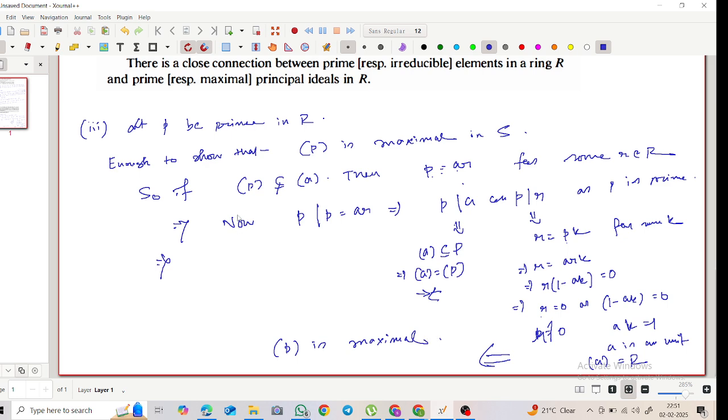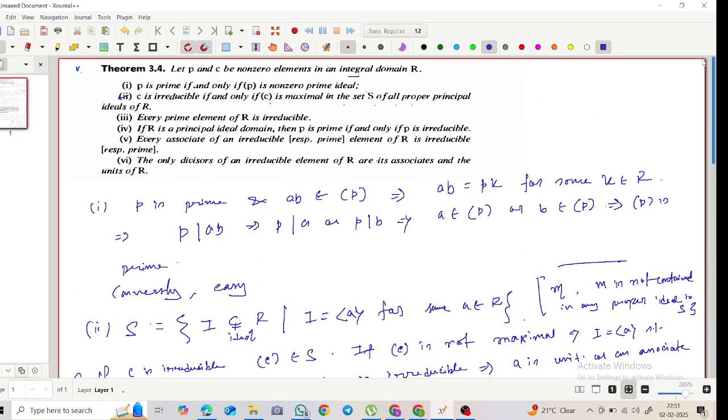So there we have used the fact that it is an integral domain. There we just used the fact.